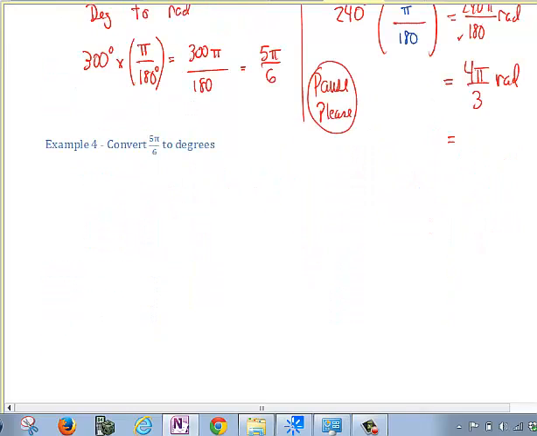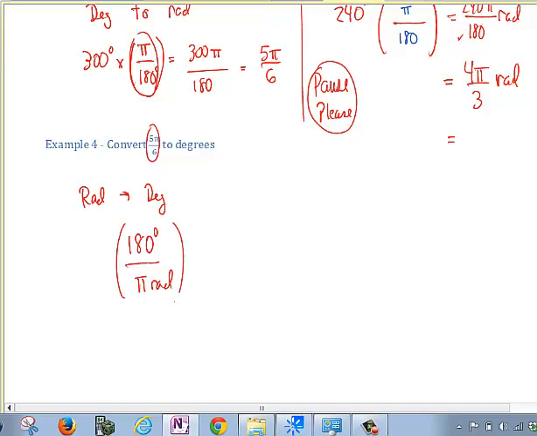Last task for today is to convert 5 pi over 6 radians to degrees. So this is the reverse conversion. When you go from radians to degrees, you need to take the conversion factor from before and use its reciprocal. So we're going to use 180 degrees over pi radians. And the radian amount would be, in this case, 5 pi over 6. And then that's going to give you your degree amount.